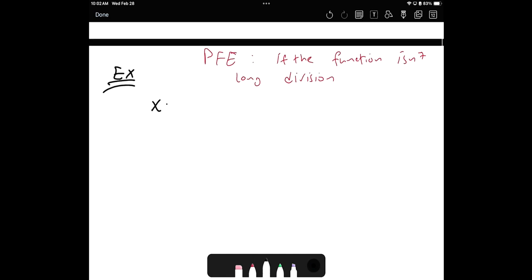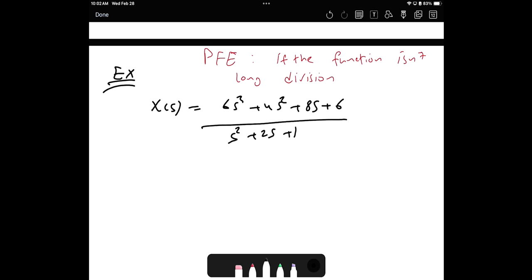So let's assume we have X of s equals 6s cubed plus 4s squared plus 8s plus 6, divided by s squared plus 2s plus 1. So we see here the order of the numerator is 3, the order of the denominator is 2. So we have m equals 3, n equals 2, so m is larger than n. Then this is not strictly proper. So what should I do? Use long division. That's what we will do every time.